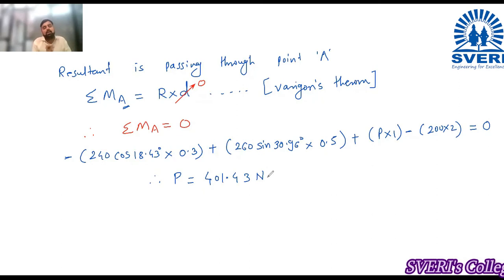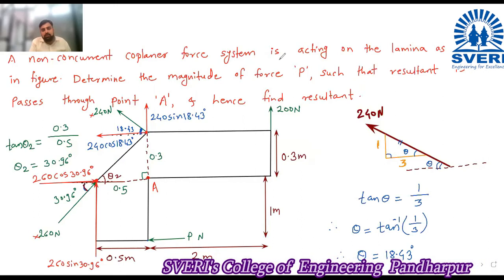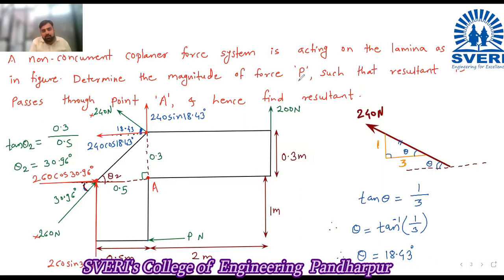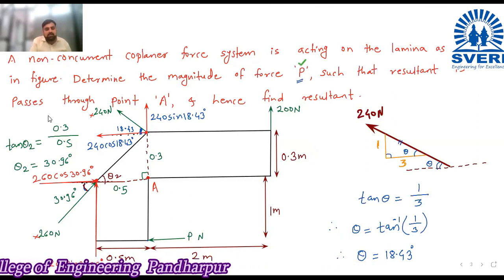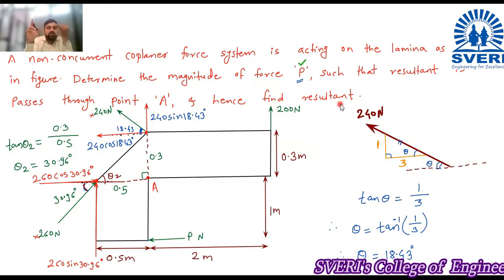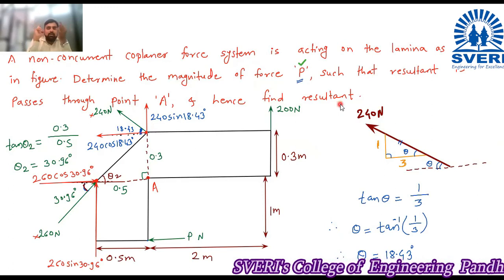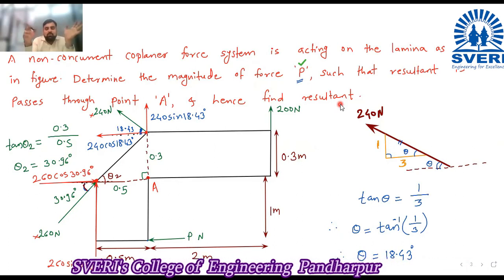We have calculated the value of force P now. But the problem doesn't end here. If you read the problem carefully, what they have told us further is to determine the magnitude of P. म्हणजे हे part आता झाला आपला. This part is over. Such that the resultant is passing through point A and hence find the resultant. So our next task is to find out the resultant. What is the resultant? It is very simple. Calculate summation fx, calculate summation fy, use the formula of the resultant and also calculate the alpha.